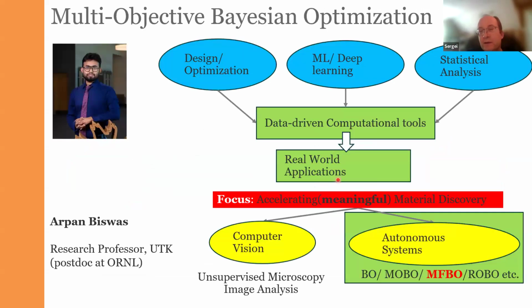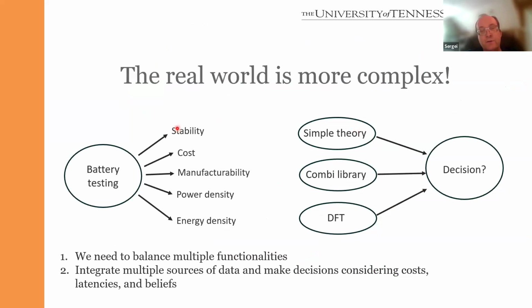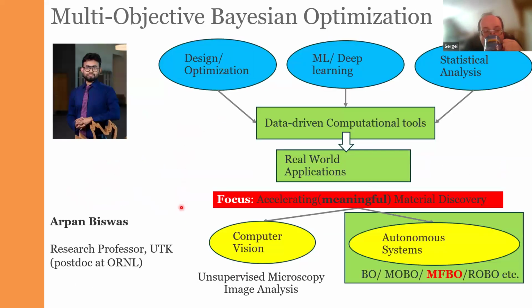So let's look at some of them step by step and start with the case where we are interested in multiple functionalities at the same time. In this case, let's say we want to optimize the battery, but there are multiple aspects of the figure of merit that we're interested in.